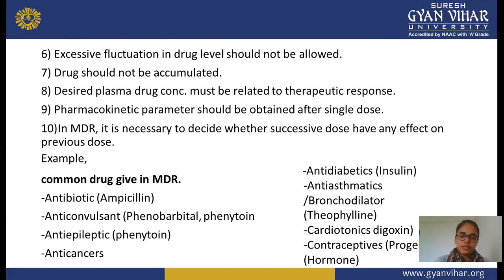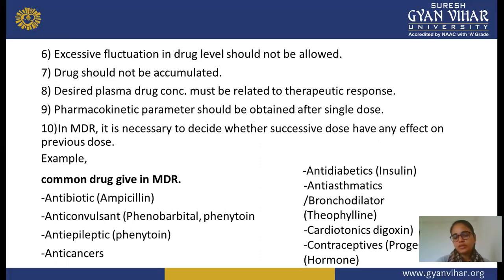Next are common drugs in MDR, or multiple dose regimen. These drugs are mainly for long-term disease or severe conditions where a single dose is not sufficient. These are some examples of drugs given in a multiple dose regimen: antibiotics like ampicillin; anticonvulsants like phenobarbital and phenytoin; anti-epileptics like phenytoin; anti-cancer drugs; and anti-diabetics, an example being insulin. Next are antihistaminics and anti-asthmatics, including bronchodilators, an example being theophylline. Next are cardiotonics like digoxin, digitoxin and others.